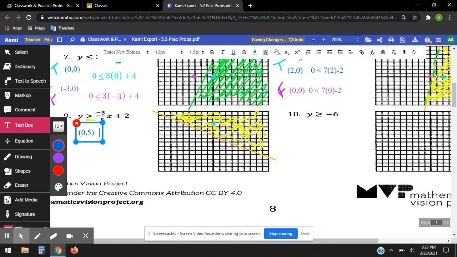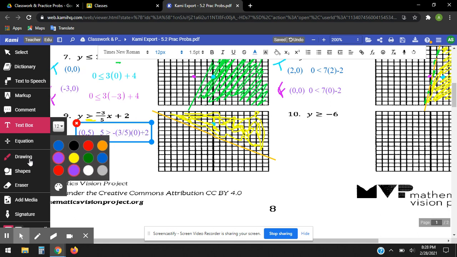So let's say our x. So it's negative 3/5 times 0, right? Plus 2. So 5 has to be greater than. All right. So is 5 greater than 0 plus 2? Yes, 5 is greater than 2.